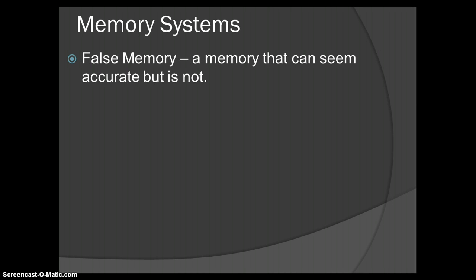However, our memory isn't perfect. We can have false memories. False memories are memories that can seem accurate, but actually are not.